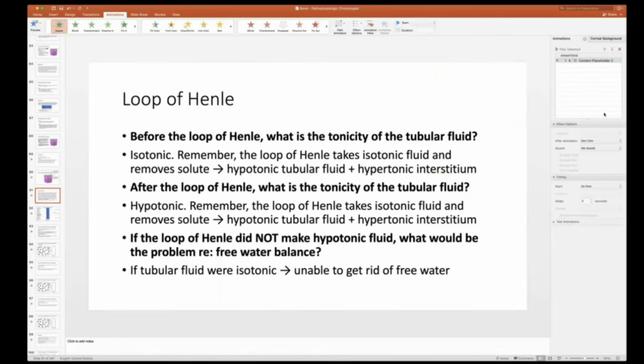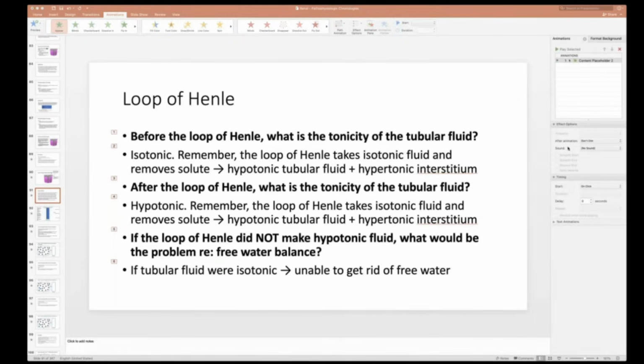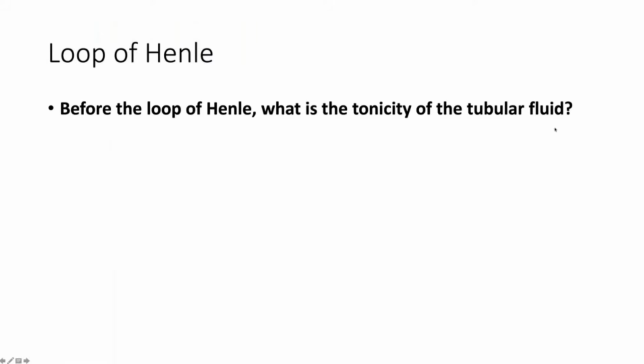Okay, so let us go next to Sue. I unfortunately just showed all the answers, but can you tell us, before the loop of Henle, what is the tonicity of the tubular fluid? What does tonicity mean? Tonicity is the amount of stuff dissolved. Before it's going to be isotonic. In other words, is it isotonic, meaning the same tonicity as serum? Is it hypotonic, meaning lower tonicity than serum, or hypertonic, higher osmolarity or tonicity relative to serum? I believe it's always isotonic.